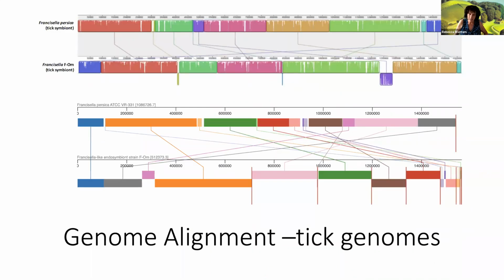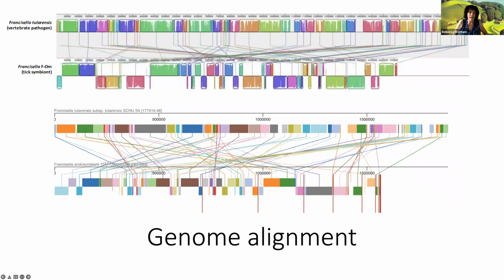This was the alignment of the tick genomes. Theirs is at the top. Remember using Mauve, which I also like, right? I like Mauve, where you can see things that are missing, but we have progressive Mauve. And they did that with the tick human pathogen, or the vertebrate pathogen, versus the tick symbiont, which we did the same here.